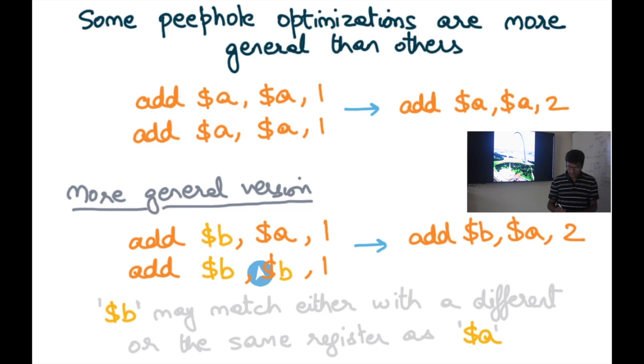Now notice, why do I say that this is more general than this? Because in this, B is allowed to match either a different register than A or the same register as A. If B is matched with the same register as what A matched with, let's say A matched with R1 and B also matched with R1, then this rule actually captures the semantics of the rule that we discussed on the top. But it also allows the possibility for B to match with a different register. And so this is a more general version than this version.